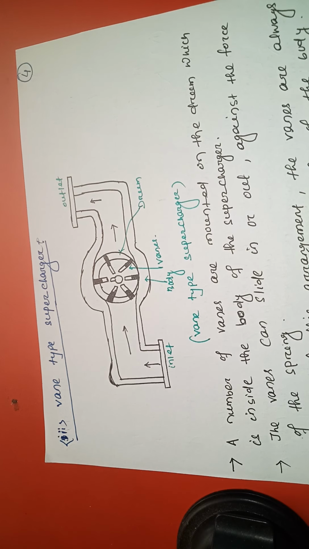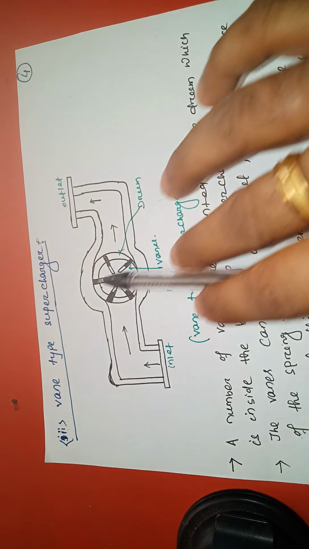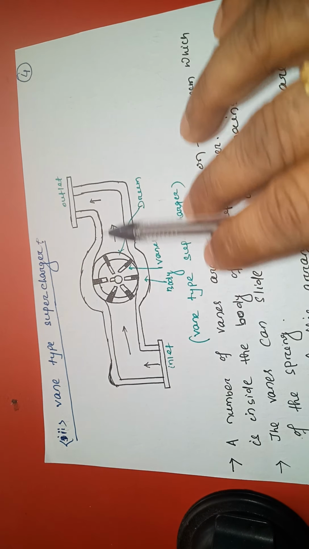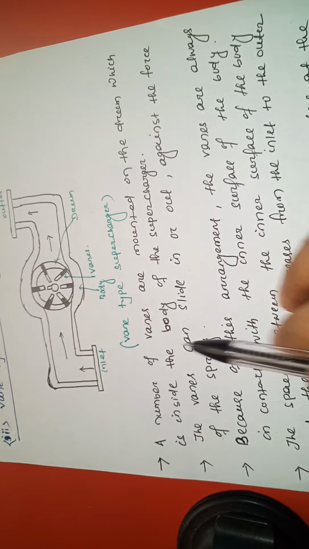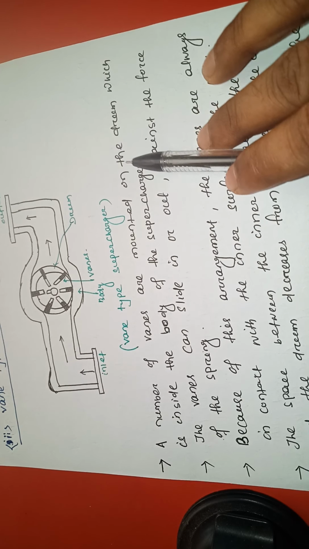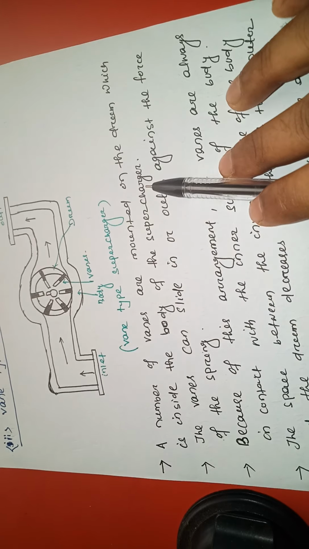Going to discuss the third type of supercharger, that is the vane type supercharger. See, it is the inlet, that is the outlet, and here it is a drum. In between the drum there are some vanes, and it is the body of the engine. So a number of vanes are mounted in the drum which is inside the body of the supercharger.